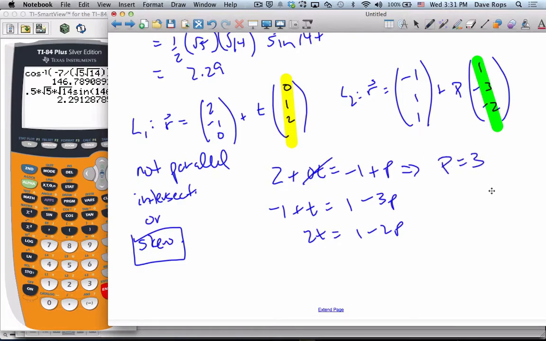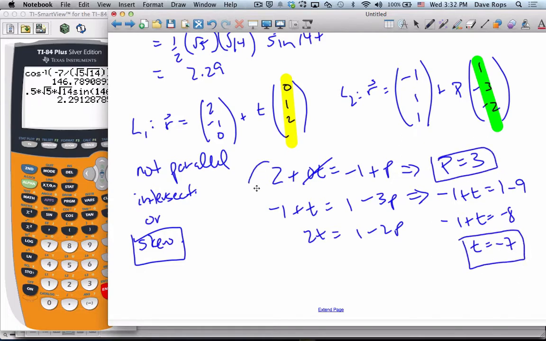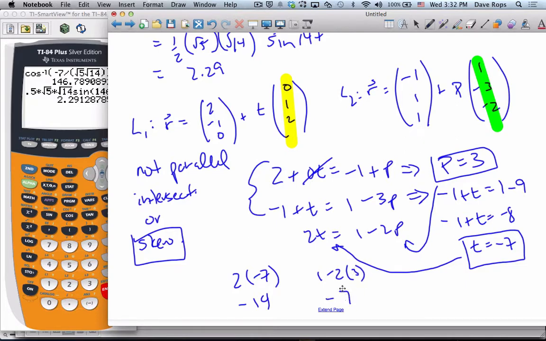So p equals 3. If p equals 3 from here, I get negative 1 plus t equals 1 minus 3 times 3, which is 9. So negative 1 plus t equals negative 8. t is equal to, add 1, and I get negative 7. So here's my p and my t using x and y. If the lines are skew, and I take my values for p and t and plug them into the z equation, they should not be equal. On the left, 2 times negative 7 is negative 14. The other will be 1 minus 2 times 3, which is negative 5. Those two are not equal. Therefore, they are skew, non-intersecting.